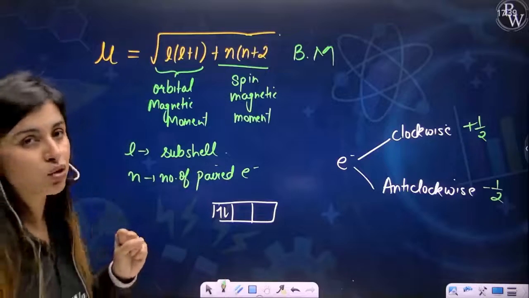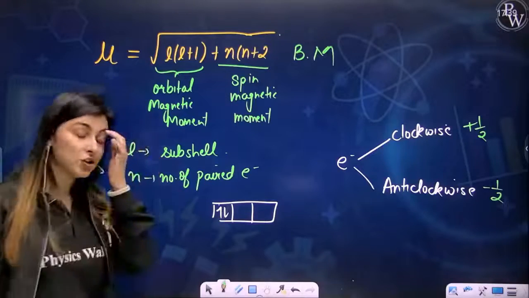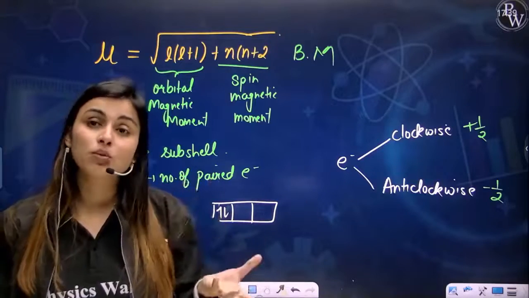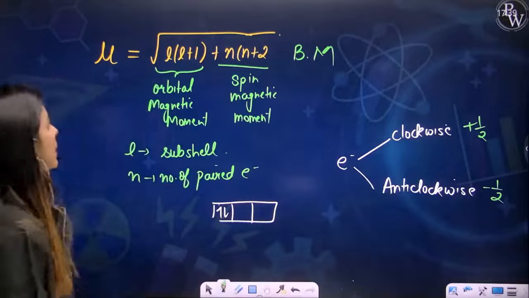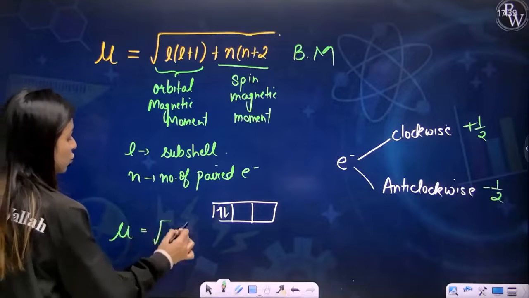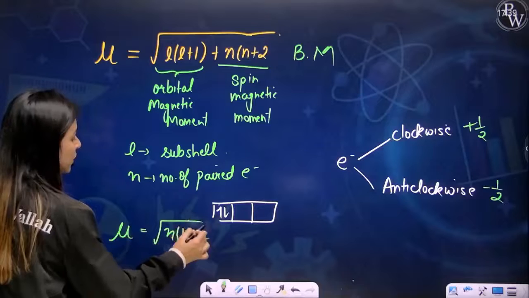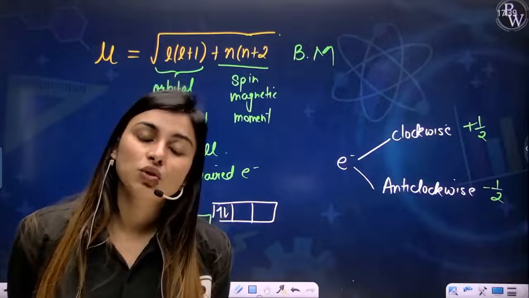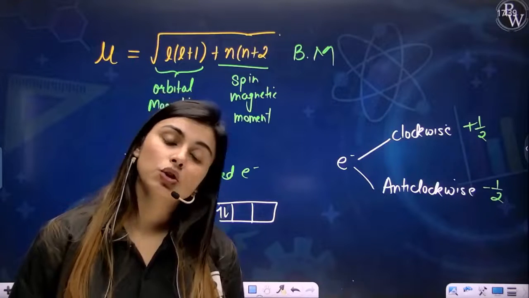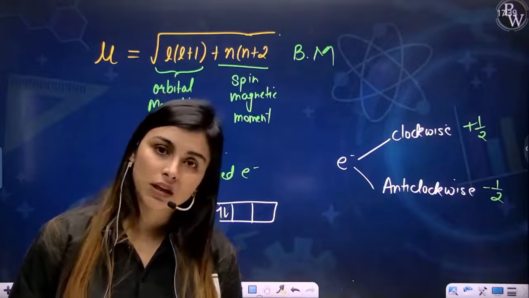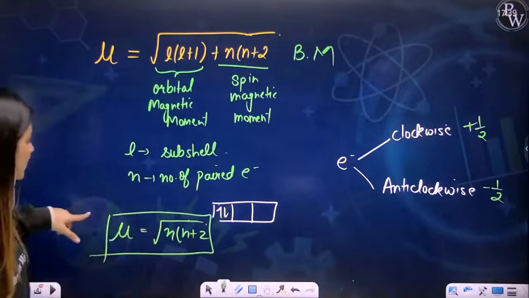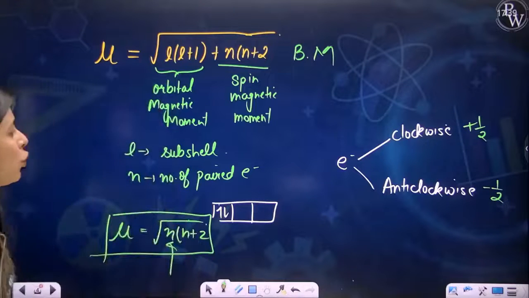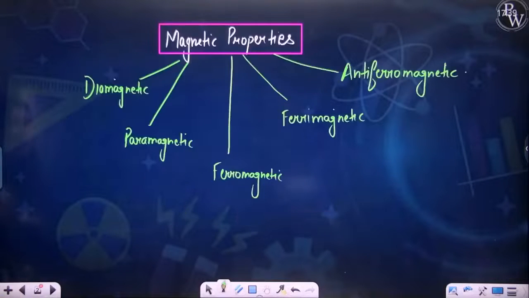What happens is, my dear students, your spin magnetic moment actually dominates over the orbital angular momentum. And since it dominates over the angular momentum, we generally calculate this as root of n into (n plus 2) only, because we generally ignore the L into (L plus 1), that is the orbital magnetic moment part. Okay, because your spin magnetic moment is dominating here. And we find out all the magnetic properties only and only based on the spin magnetic moment. Okay, yes. If you want to write all these things, please write it down, then we'll move forward.